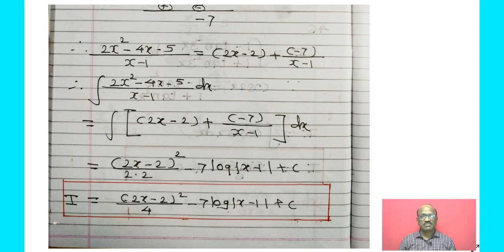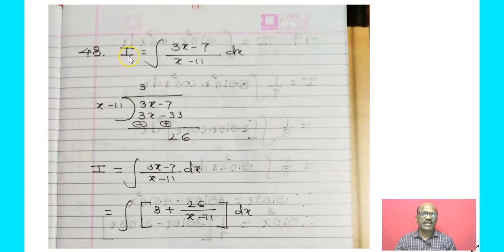Now next problem. Problem number 48, I is equal to the integral of (3x minus 7) upon (x minus 11) dx. Now divide this 3x minus 7 by x minus 11. What is the coefficient of x? Here it is 3. Multiply this x by 3, then you will get 3x. That is 3x minus 3 into 11, that is minus 33. Make the subtraction. You are getting 26. Remainder is 26. Quotient is 3.